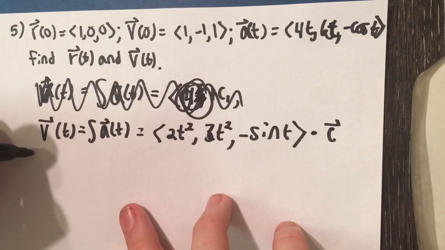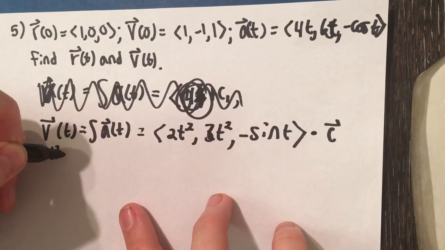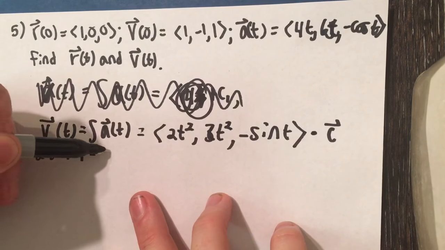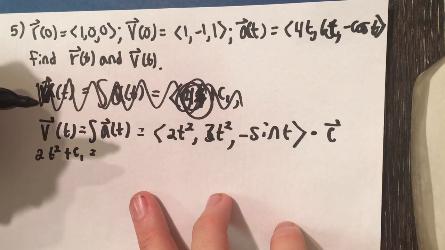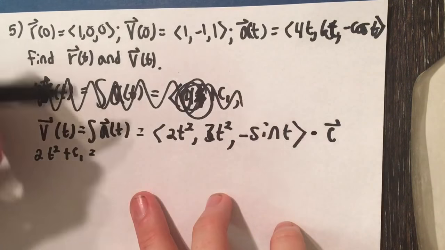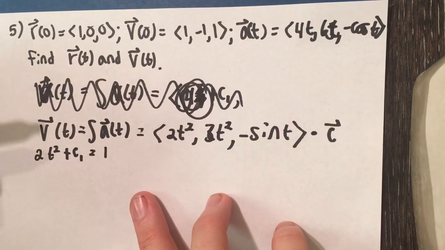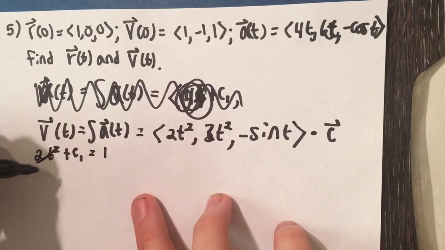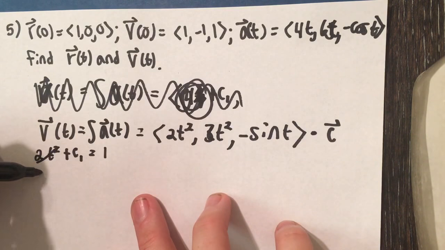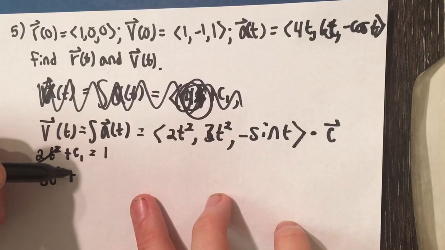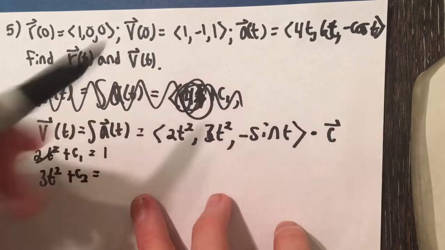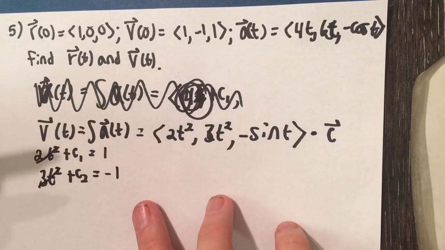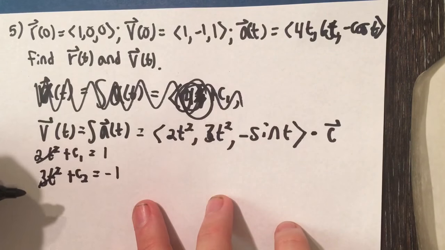And when we do that, we would have 2t squared plus c1 is equal to 1 for t equals 0. And when t equals 0, this term would cancel out, and therefore c1 equals 1. Solving for the y component, we would have 3t squared plus c2 equals negative 1. Now, see, this term would cancel out again because t equals 0 and c2 equals negative 1.